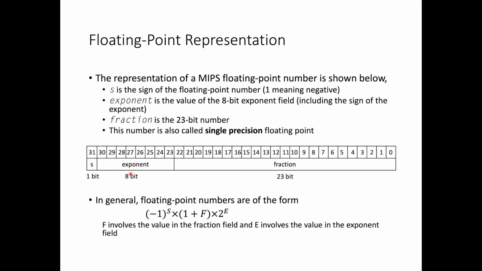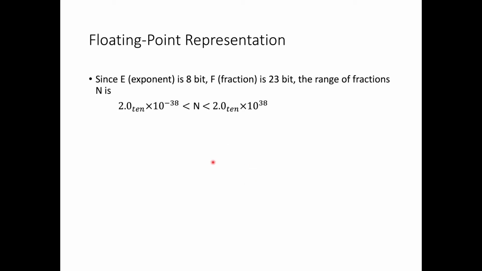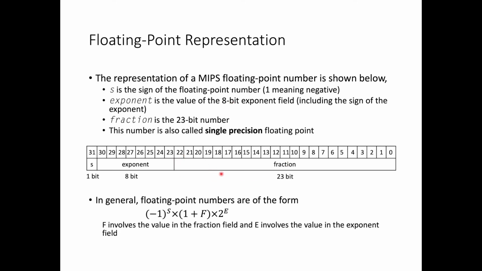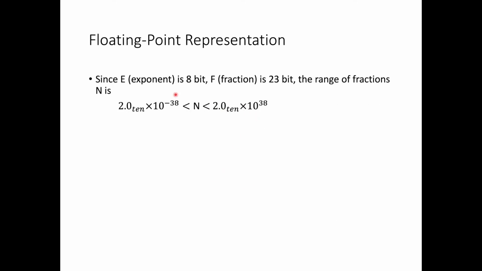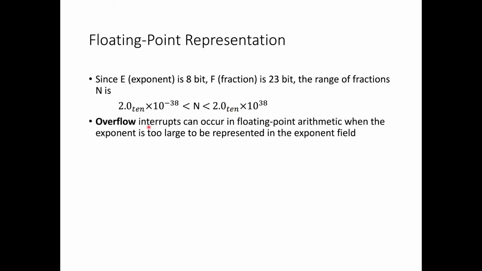Since we only have 8 bits for exponent and we only have 23 bits for fraction, therefore, the smallest number that can be represented in this format is this. And the biggest number that can be represented in this format is this. So we have the range here, but what if we want to represent a number that is bigger than this one? Then we will have overflow.